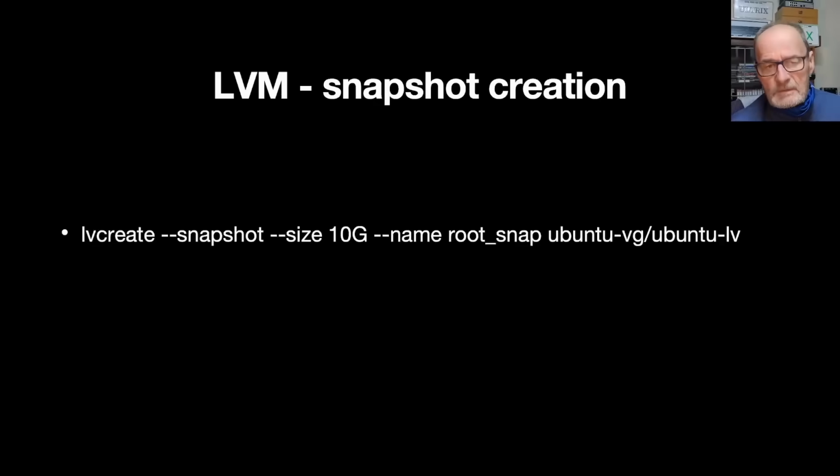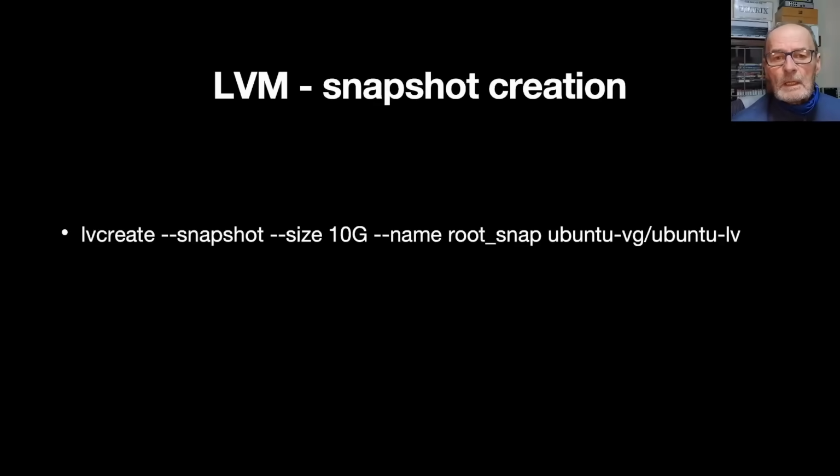And then finally you have to say what it is that you want to snap. So we're saying I want to create a 10 gigabyte snapshot whose name is root_snap, and it is a snapshot of the Ubuntu LV, which is the root volume. I've chosen the root volume because it is very slightly more complicated to recover from. Creation of snaps is the same for everything, but it's slightly more complicated to recover from than a regular volume, and we will explain why in a minute.